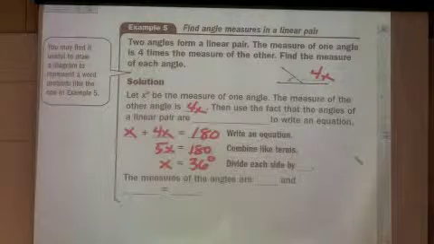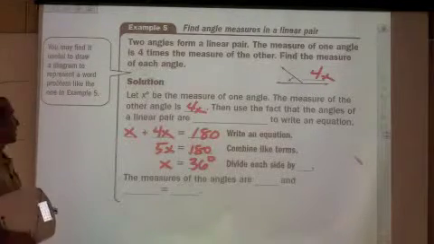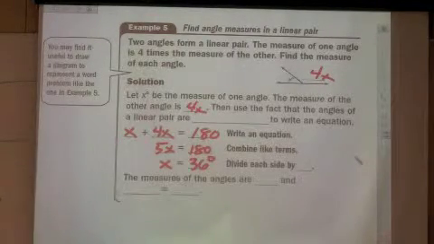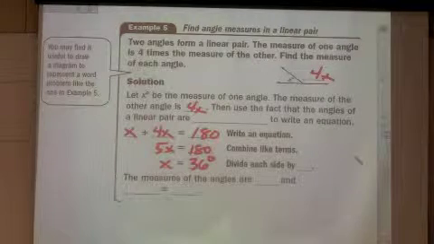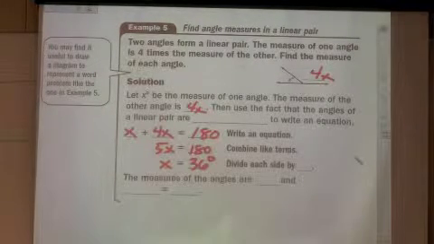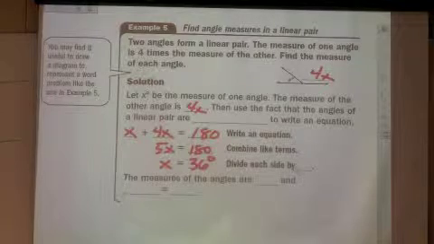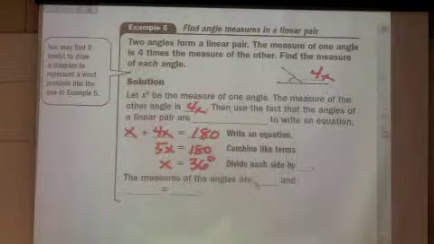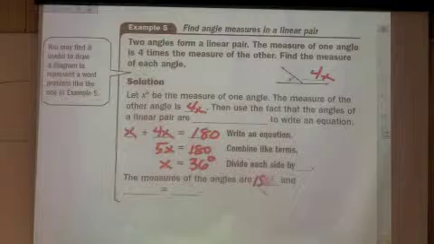X is 36 degrees. Well then, if I need to find the measure of the other angle, I'll just take 4 times 36, or I could take 180 minus 36. What are we going to get? 144? The measure of the angles add up to 180.